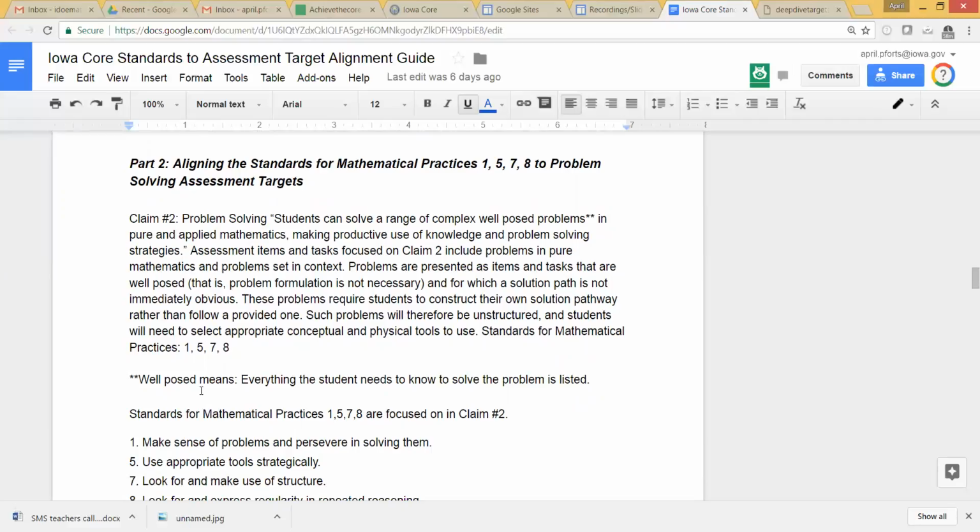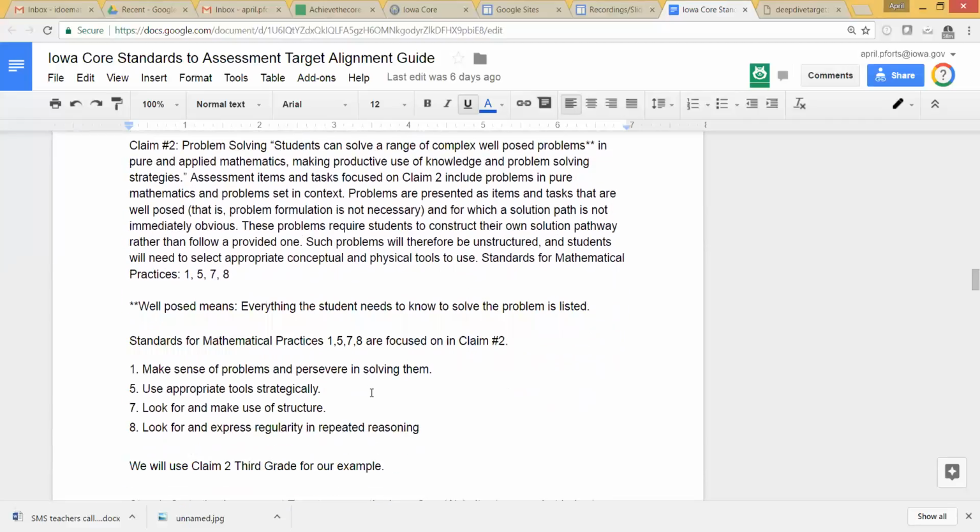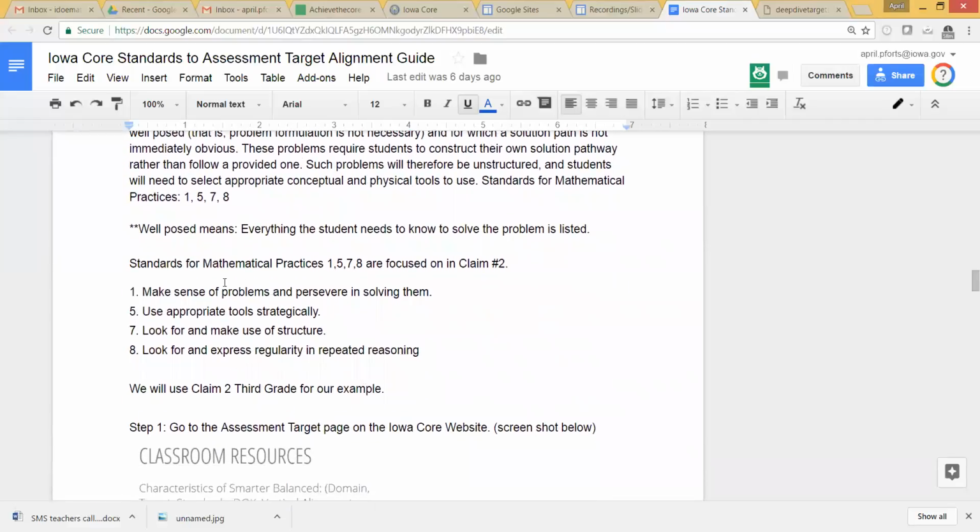Again, we talked about what those well-posed problems means. Everything that the student needs to know to solve the problem is listed. And we're going to look at these practice standards here. So number 1 is make sense of problems and persevere in solving them. Number 5 is use appropriate tools strategically. Number 7 is look for and make use of structure. And number 8 is look for and express regularity in repeated reasoning.